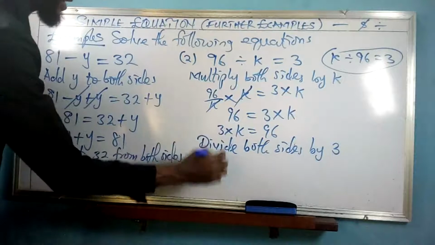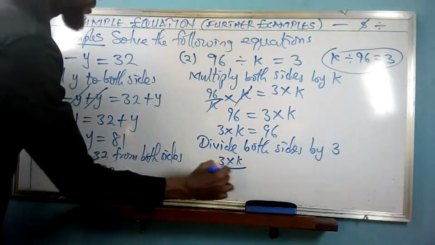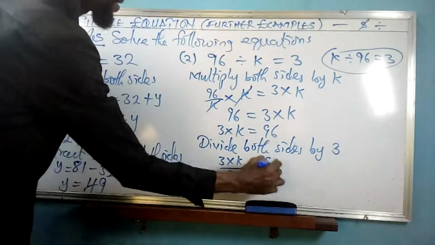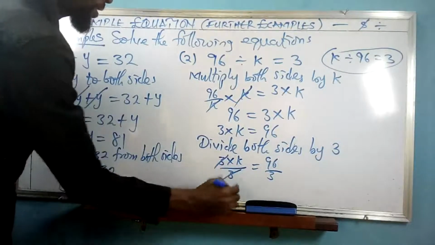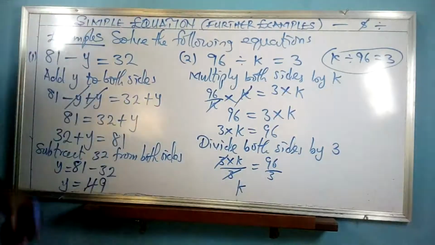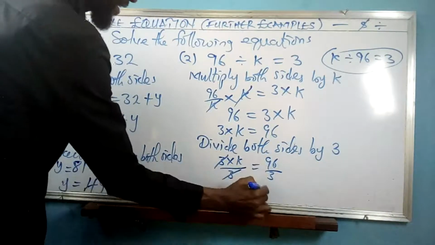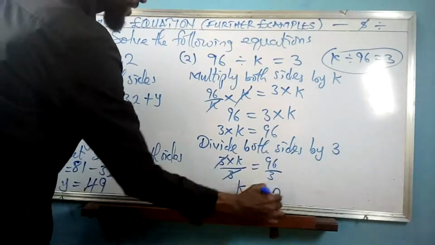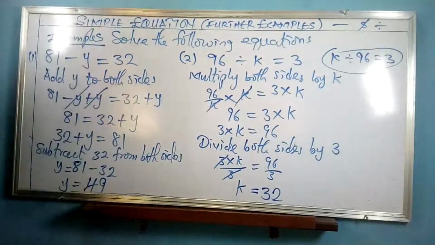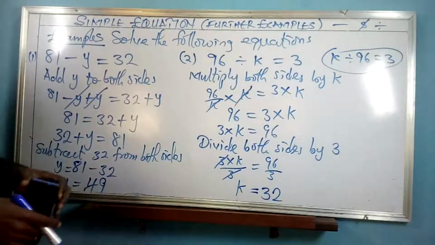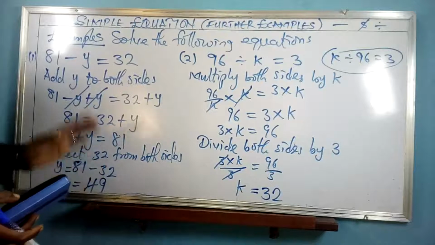So we have 3 times k over 3 equals 96 over 3. So 3 cancels 3, we have only k. Okay? Are you seeing it now? It equals, how many 3 go in 9? That's 3. 3 in 6, that is 2. Do you get that? That is 2. I hope it's clear enough.